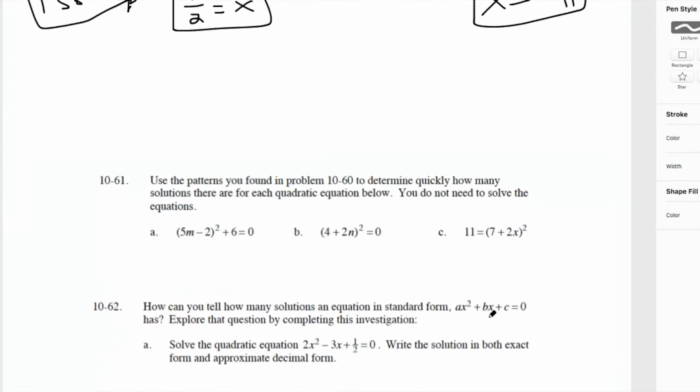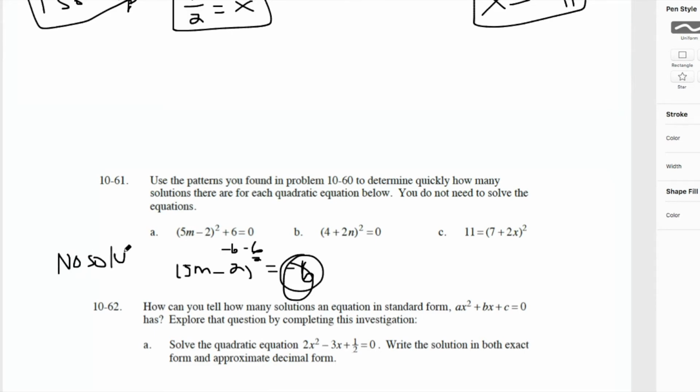Let's keep moving on. 1061, use the patterns you found in 1060 to quickly determine how many solutions there are for each quadratic below. You do not need to solve the equations. Cool. Well, hey, change it to perfect square form, and I'm going to know immediately how many solutions there are going to be here. Look at your notes. Look what we just took notes on. A perfect square equaling negative 6. Can you square something and it become negative 6? Heck no. This one is no solutions.